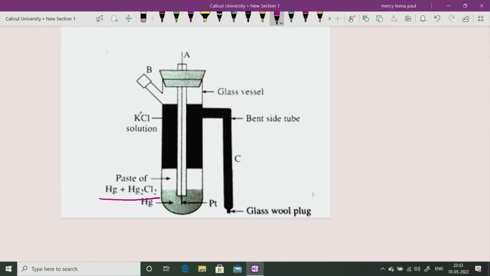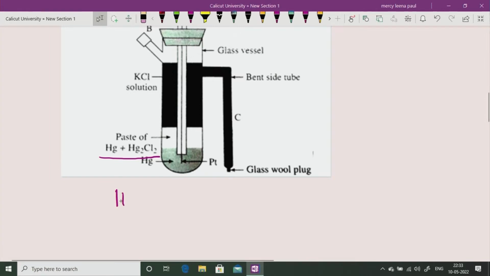Now, to make electrical contact, we have a platinum wire sealed in a glass tube, so that from here you can take the connection to the external circuit. So, this is the setup we have for the calomel electrode. You prepare it, keep it, and you can use it with any other electrode. So, it is a very easy and convenient way to keep a reference electrode.